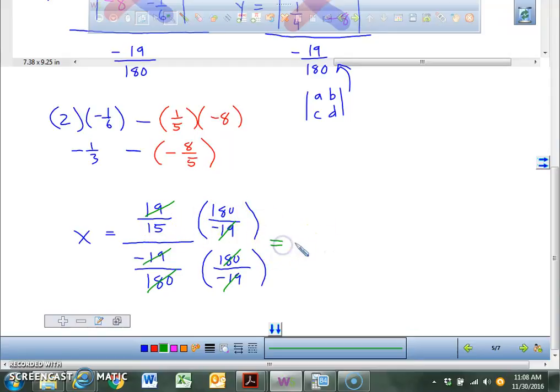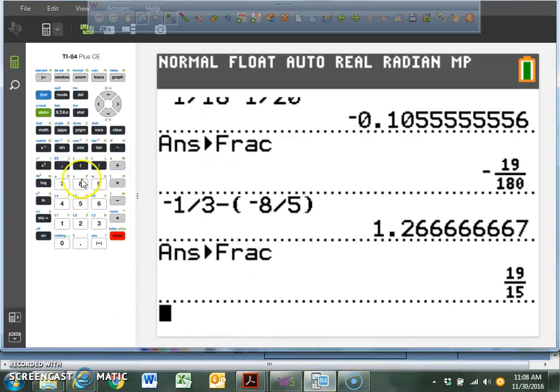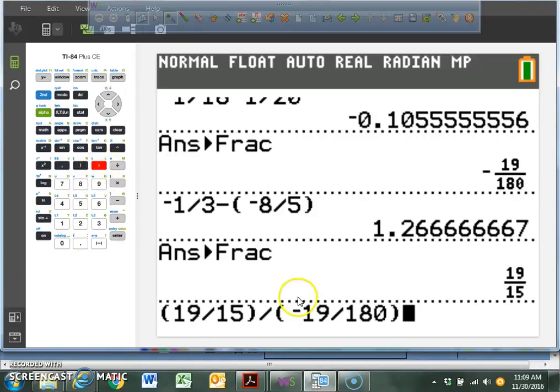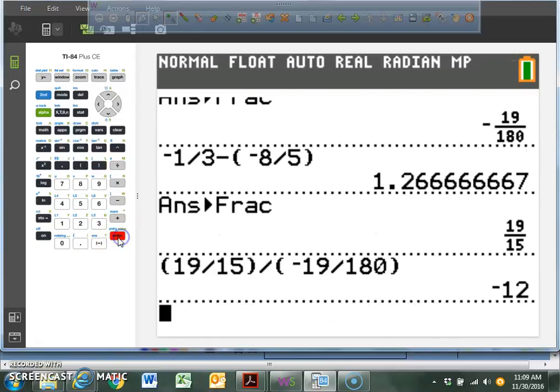And what does x equal? Well, there's a negative sign there, so I'm just letting you know that's going to be negative. Basically, this cancels to a negative 1, so it's going to be a negative in the answer. You're like, I'm not going to be able to do that. That's okay. You can still use the graphing calculator and do 19 divided by 15, close parentheses, divided by, open parentheses, negative 19 divided by 180. As long as you put these in parentheses like this, you can press enter, and you get the same answer. But parentheses matter.